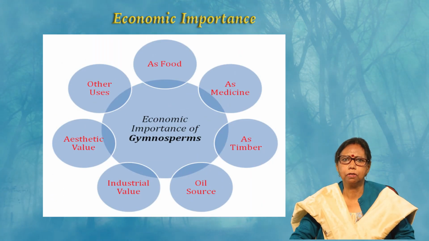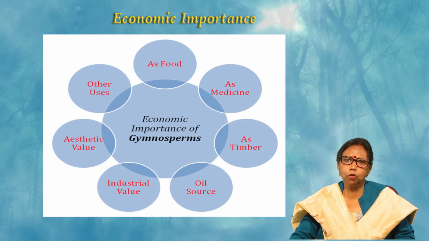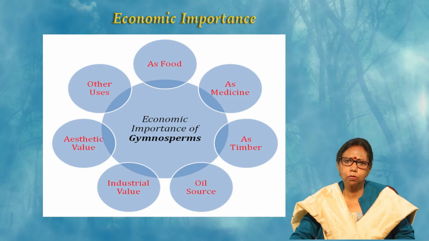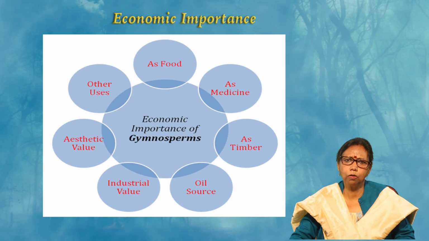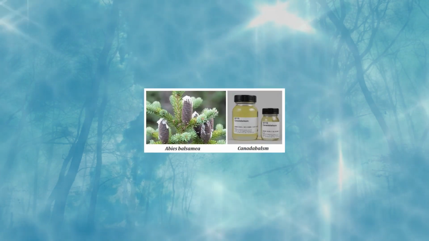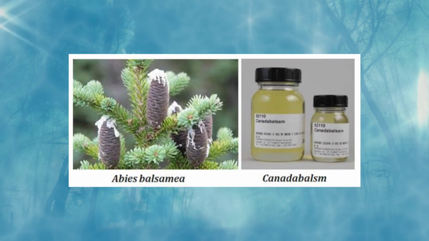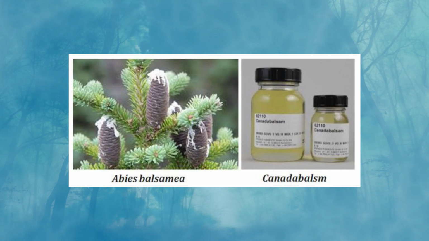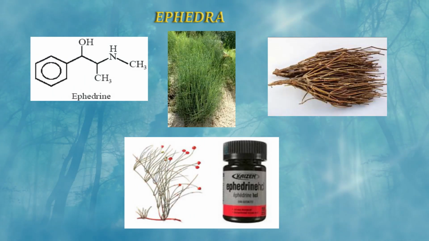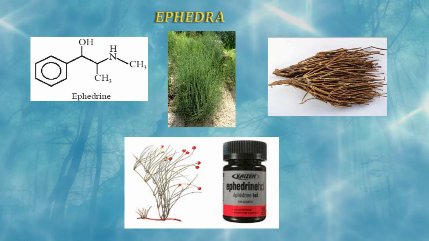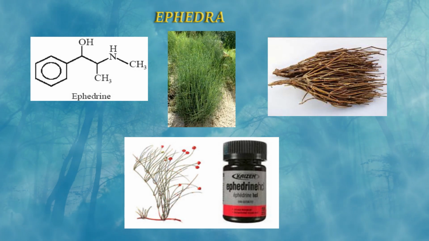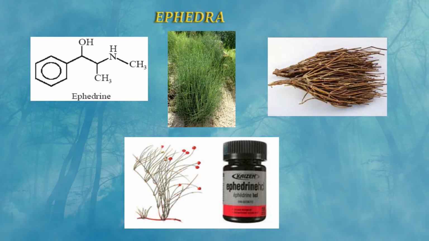Economic importance. Gymnosperms are used as food, medicine, timber, oil sources, for industrial value, aesthetic value and many other uses. Abies balsamea gives out Canada balsam, which is used for making slides. We have Ephedra, which is used in many medicines, in cough syrups. Ephedrine is the active principle used for medicinal purposes.